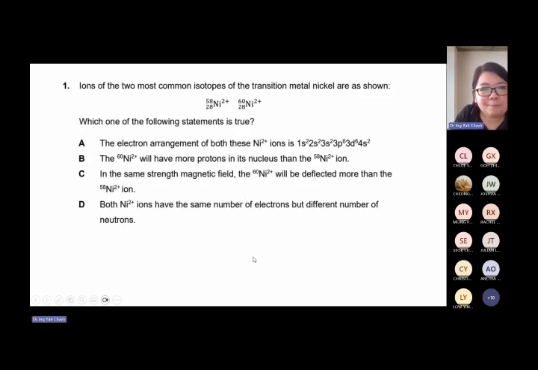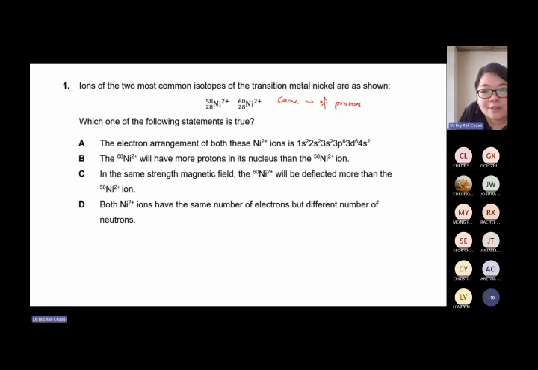Now, question one. You are given two isotopes of nickel, and you are supposed to read all the statements and see which one is true about them. So A, the electron arrangement of both these nickel 2+ ions is 1s2, 2s2, 2p6, 3s2, 3p6, 3d6, and 4s2. Now what happened is, although they are isotopes, they have the same number of protons.